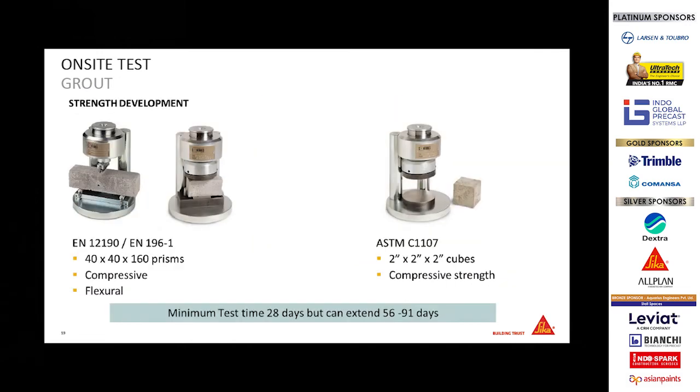Then is the compressive strength part. Like most of the sites have this test procedure. Either you can use EN 196, wherein you can do the compressive and flexure test both, or we can use ASTM C1107 for taking the compressive strength result. So this is another important aspect, that can give you a clear indication that when the connection or the precast member has been joined, whether that particular grout, that batch, has achieved the result or not.